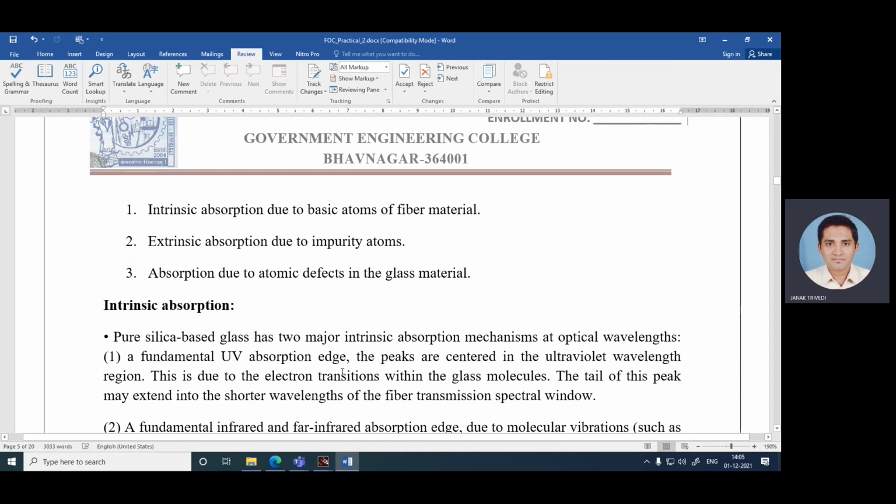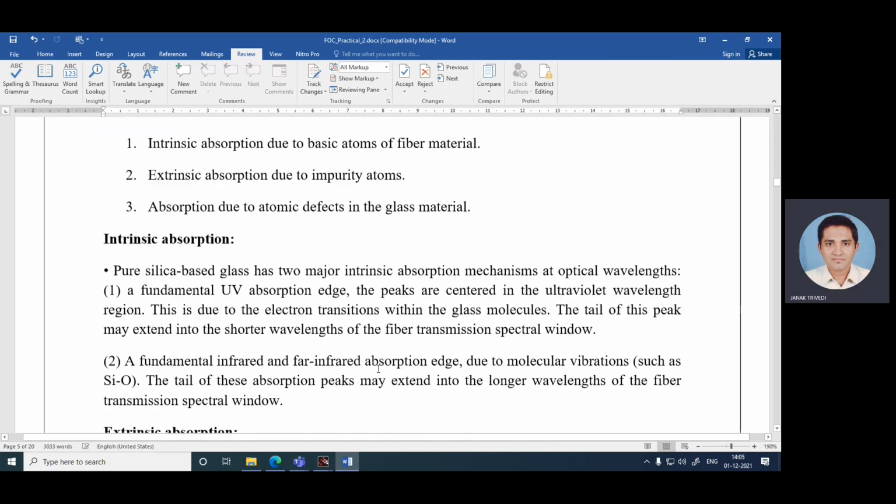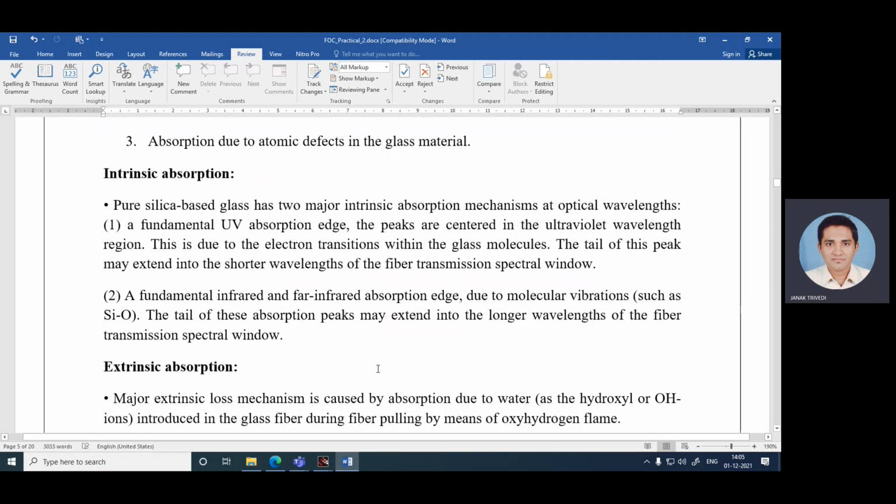Intrinsic absorption. Pure silica based glass has two major intrinsic absorption mechanisms at optical wavelength. First, a fundamental UV absorption edge. The peaks are centered in the ultraviolet wavelength region. This is due to the electron transition within the glass molecules. The tail of this peak may extend into the shorter wavelength of the fiber transmission spectral window.